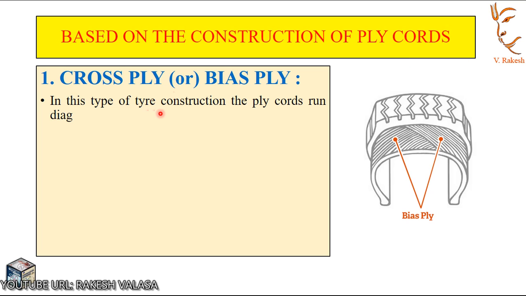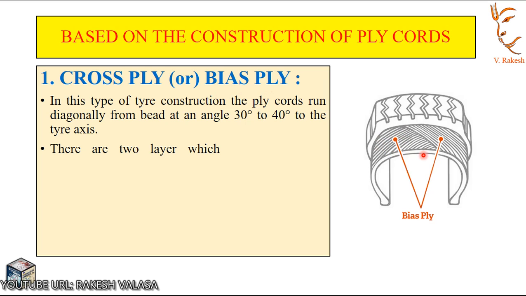In this type of tire construction, the ply cords run diagonally from bead at an angle of 30 degrees to 40 degrees to the tire axis. You can see this bias ply in this figure. There are two layers run in opposite direction. This is the one layer, this is the another layer. Both are run in opposite directions.